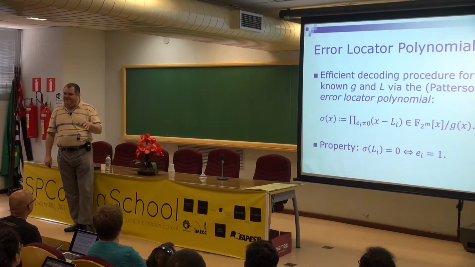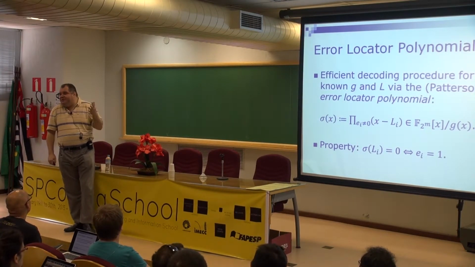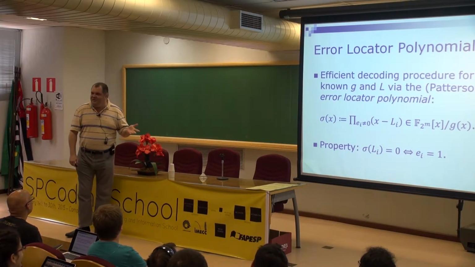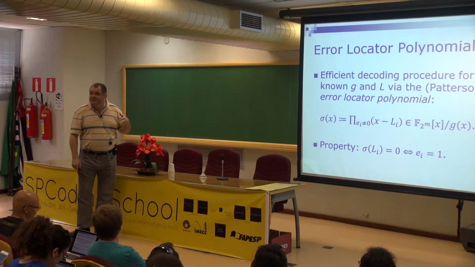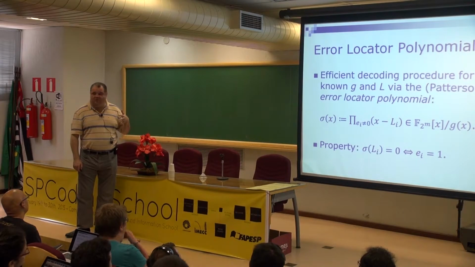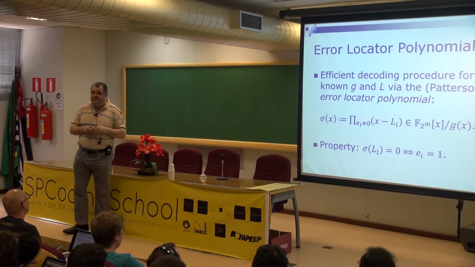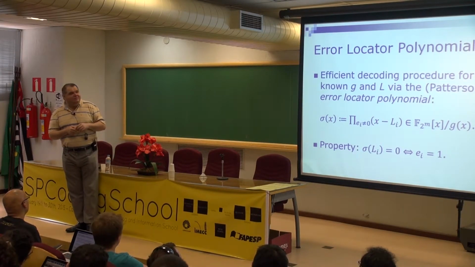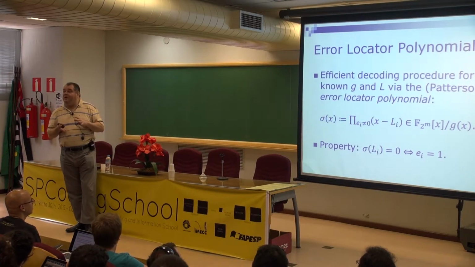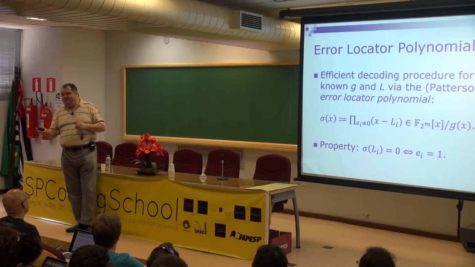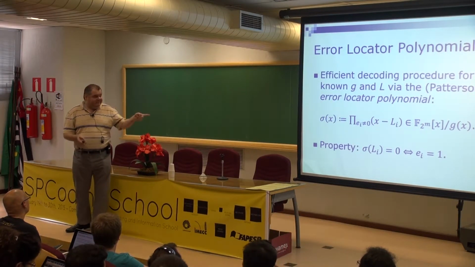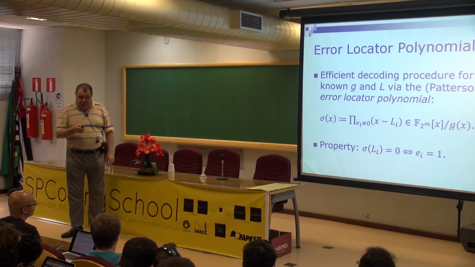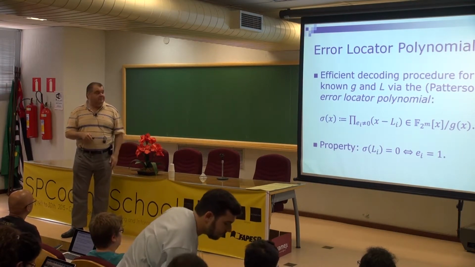So, how do we compute this polynomial? Kind of a chicken and egg problem. We don't know where the errors are, so we don't know what the error locator polynomial is either. Except that we can build an equation that sigma satisfies, and then we solve that equation, we get sigma, and we can locate the errors and fix them.